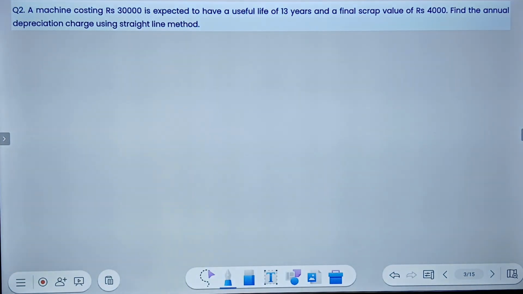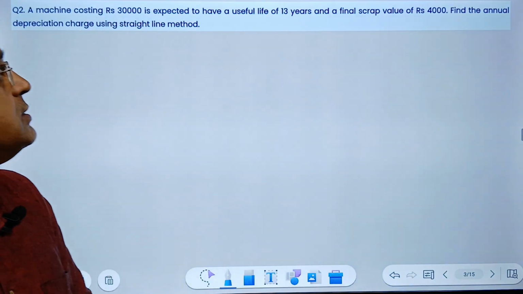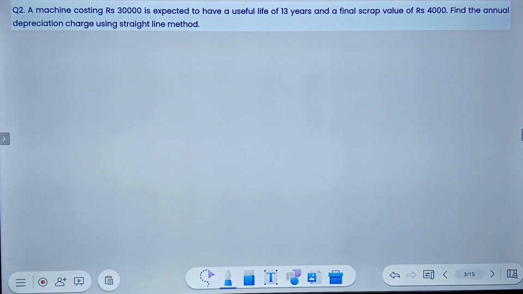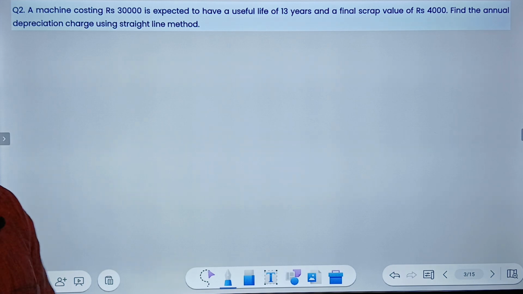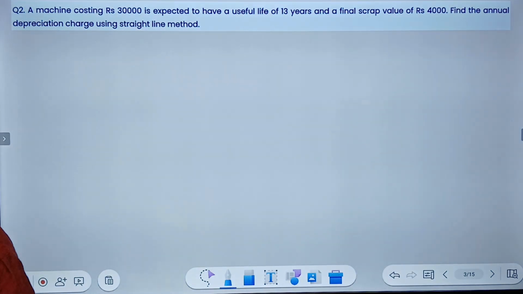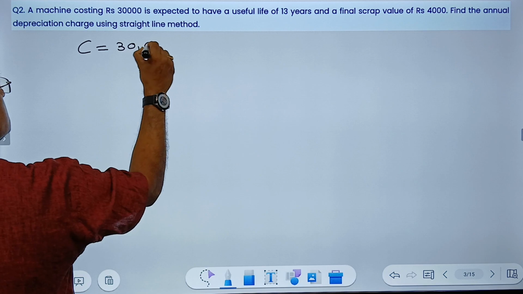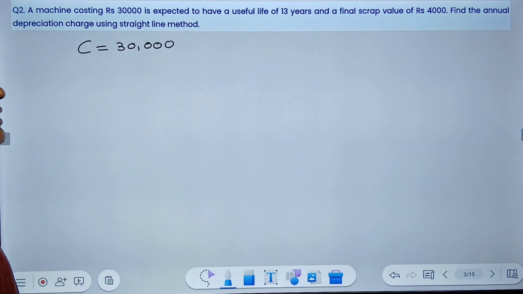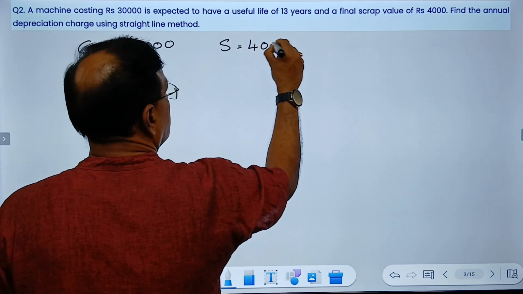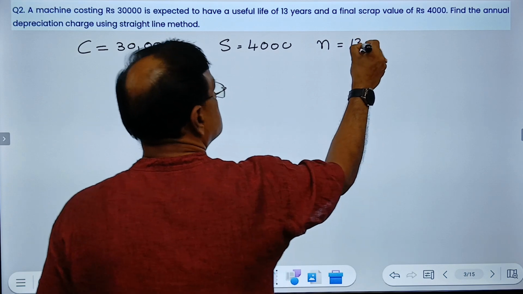A machine costing 30,000 is expected to have a useful life of 13 years and a final scrap value of 4,000. Find the annual depreciation charge using linear method, or otherwise it is also called straight line method. So my cost price is 30,000, original cost. And the scrap value is given to be 4,000. And the useful life of this machine is 13 years.